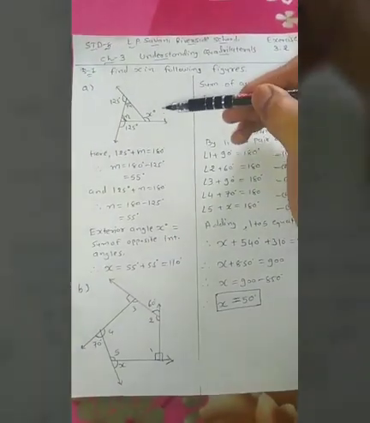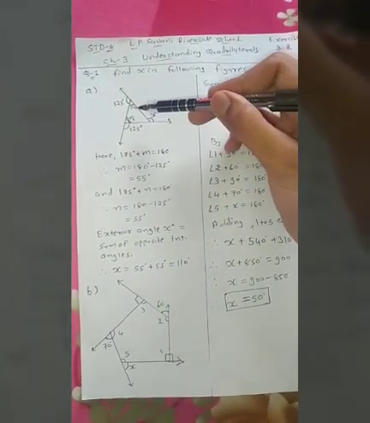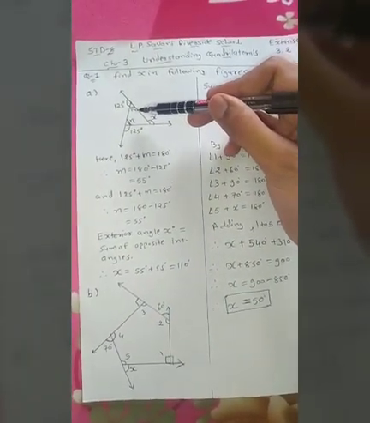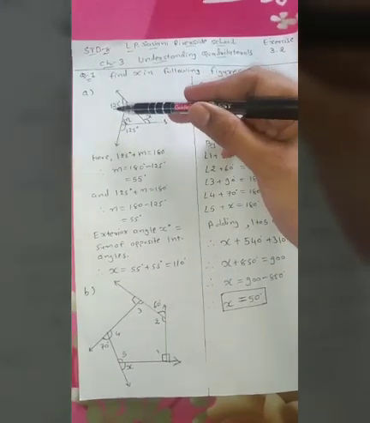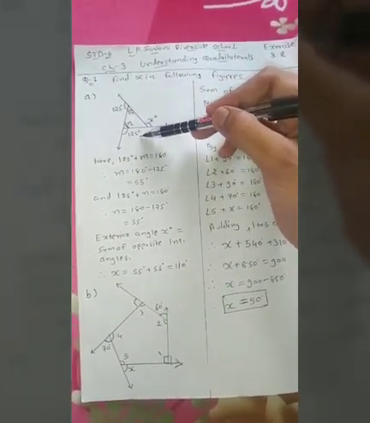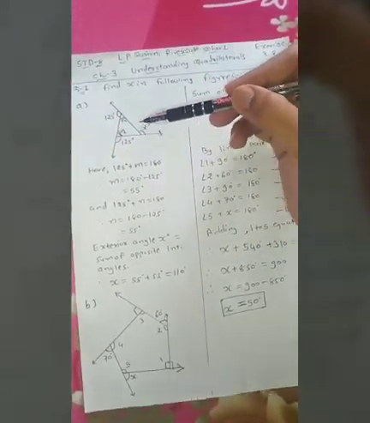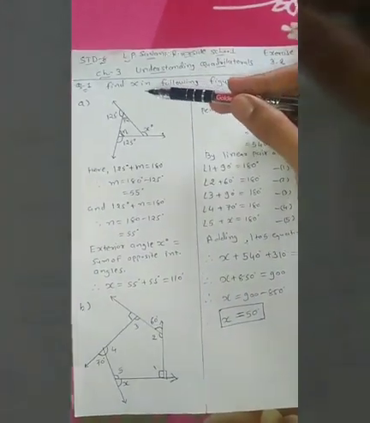First of all, see this figure. There are two interior angles, M and N, and three external angles which are 125, 125 and x. So with the help of these angles we want to find the value of x here.